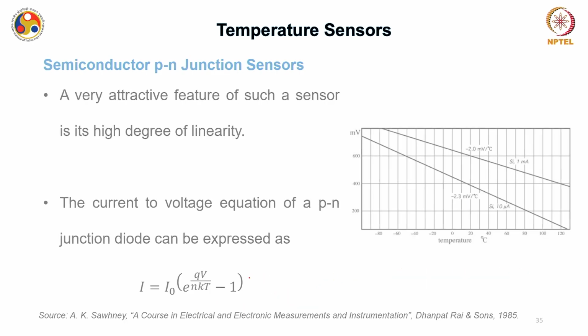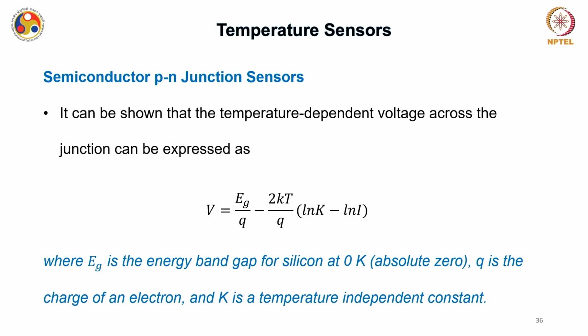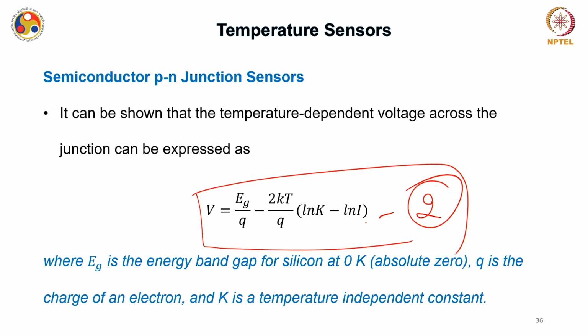Now, it can be shown that the temperature dependent voltage across the junction can be expressed by this particular equation. I am calling this equation 2, which is V equal to Eg by Q minus 2 KT by Q into ln capital K minus ln I. Please note that we are using two K's. One is the small k, which is the Boltzmann constant, and the other is capital K, a constant which is basically a temperature independent quantity.